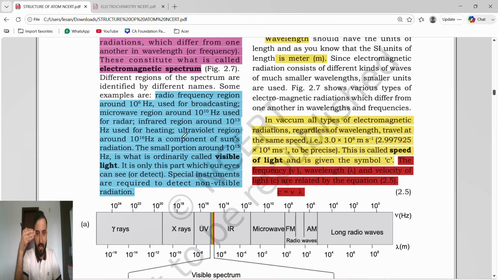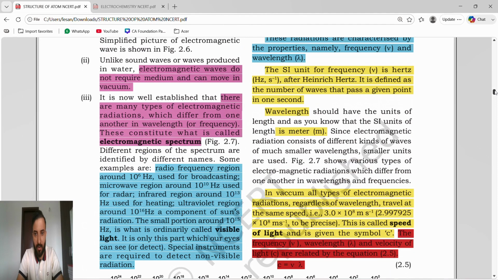Like, every electromagnetic wave has a different frequency and different wavelength. So based upon that we can do two things: either it is visible to our naked eyes or it is non-visible to our naked eyes. Visible to our naked eyes, we call it the visible region. In this visible region, we can see the different colors. If it is non-visible to our naked eyes, then we will use a special instrument to detect it. So this is just for your understanding and mark it, guys. If they ask in 1 mark, you can write.